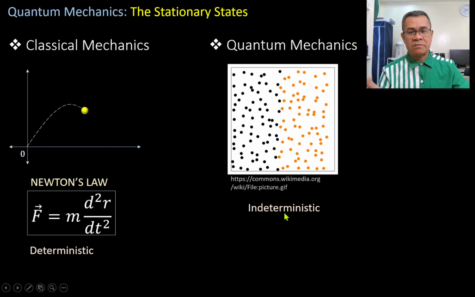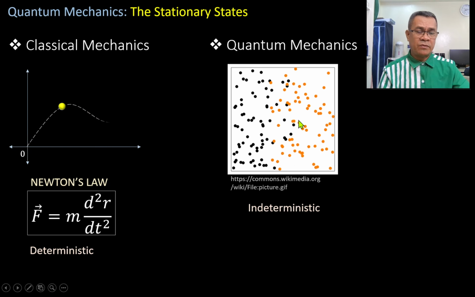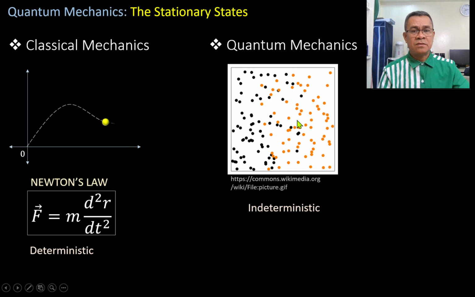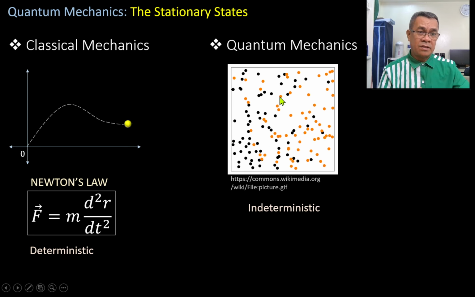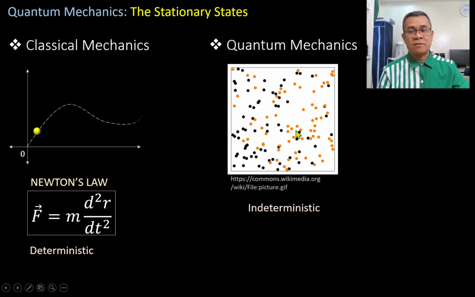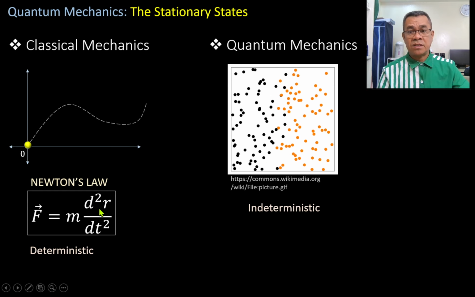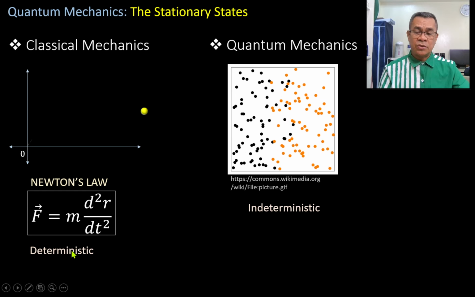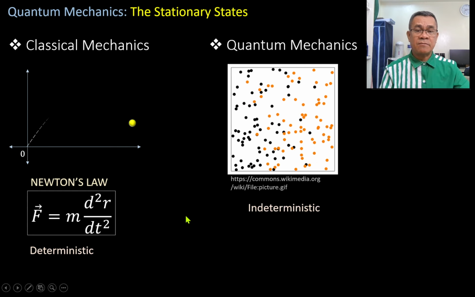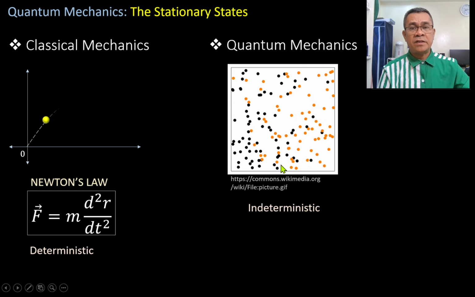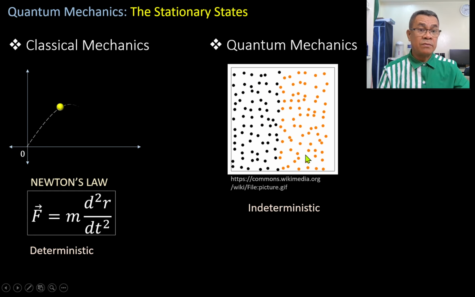So because this is indeterministic, there's no initial position. We don't have the final position. And of course, we don't have the definite momentum and definite energy. Therefore, this system cannot be solved using Newton's law because Newton's law can be applied only if the system is deterministic.